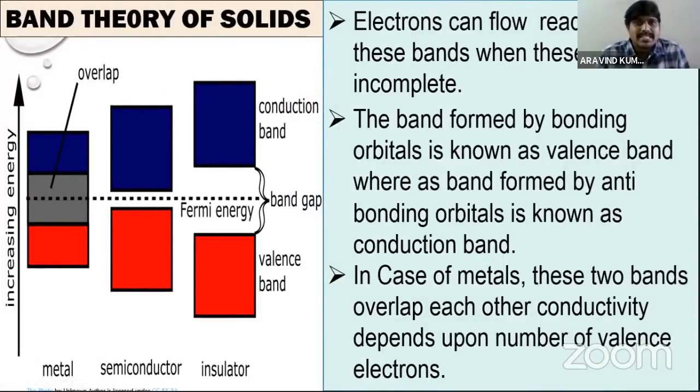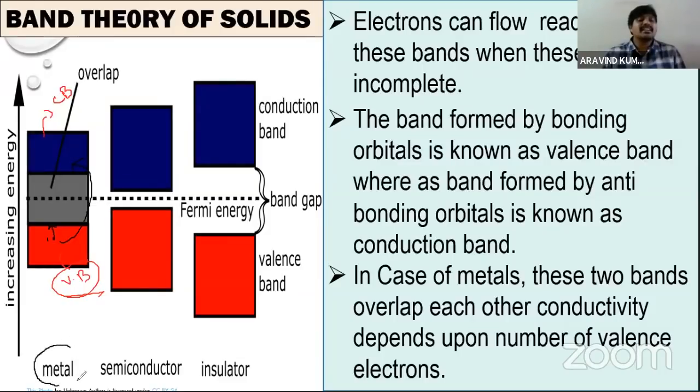Now, you can see electrons can flow readily through these bands. Which bands, children? Conduction band. Why? Because you have empty orbitals in it. I have said already, this is a conduction band and this is the valence band. Now, children, the band which is formed by the bonding orbitals, as I said, is the valence band, which contains the electrons. Now, if the electron jumps from valence band to conduction band easily, or you can say if the valence band and conduction band overlap with each other, that is a conductor.